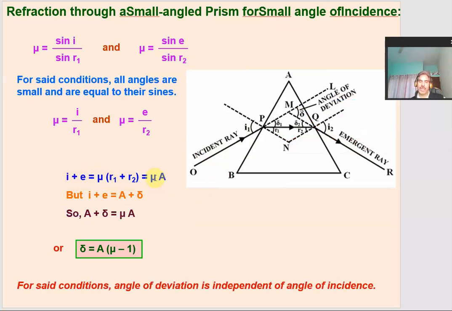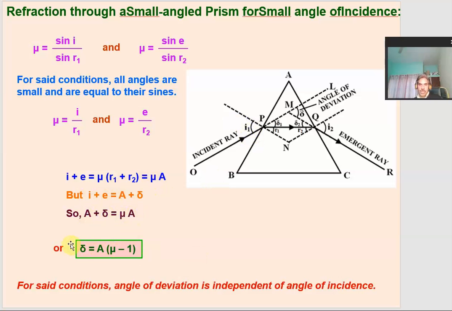Now we can apply the prism formula and substitute the value of I plus E from here. The prism formula says that I plus E is equal to A plus delta. Now I plus E, in this particular situation, we get to be mu into A. So A plus delta becomes equal to mu into A. And from here, delta, the angle of deviation, can be written as, A goes to the other side, and it becomes A into mu minus 1.